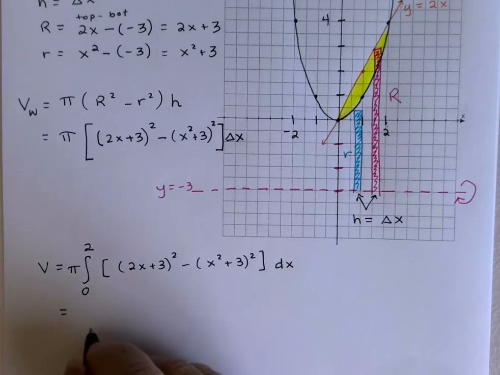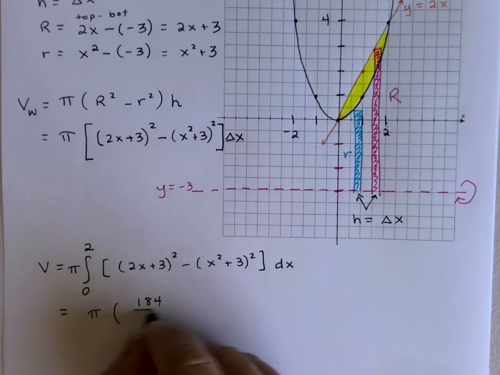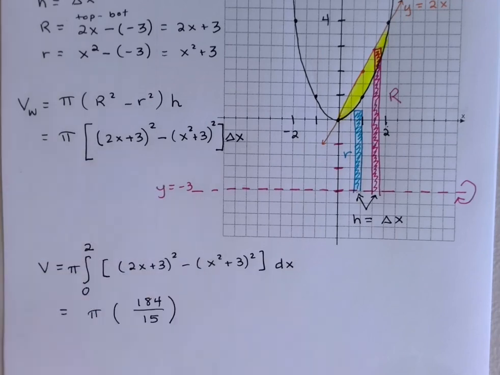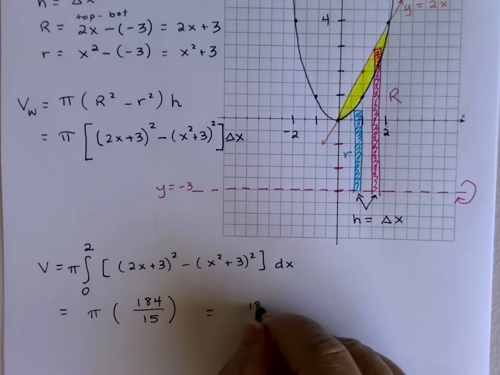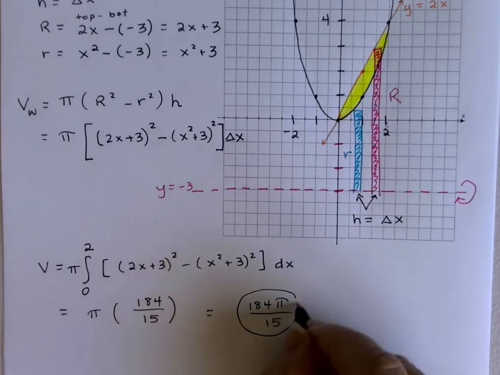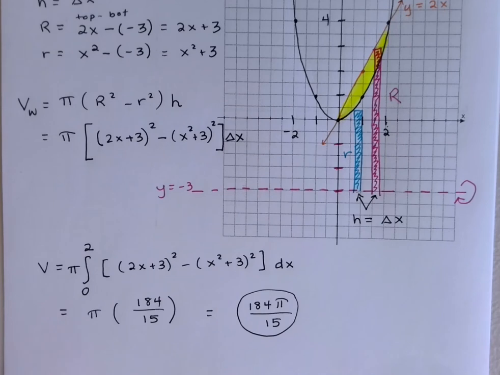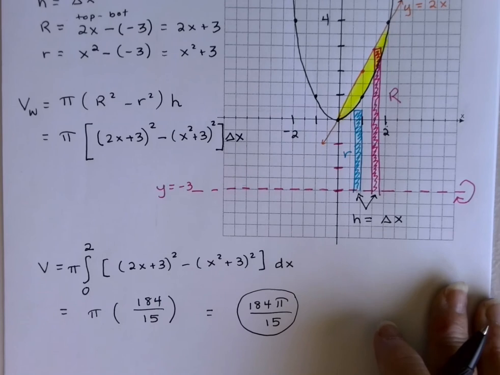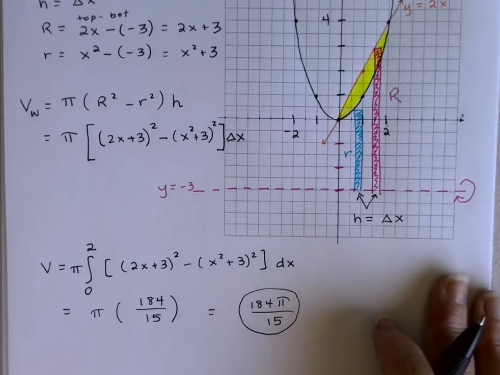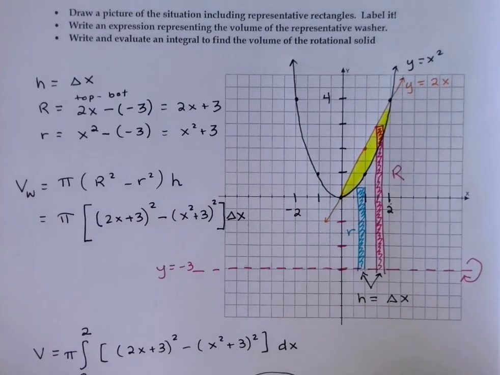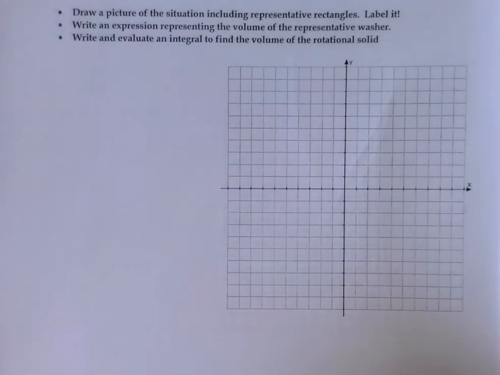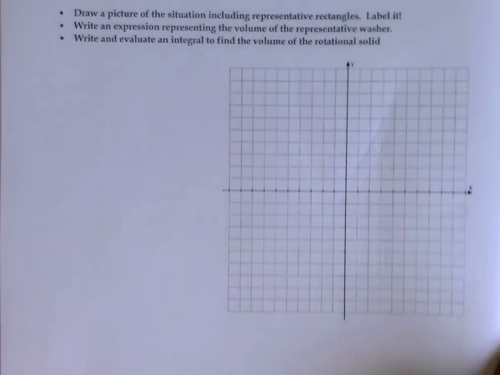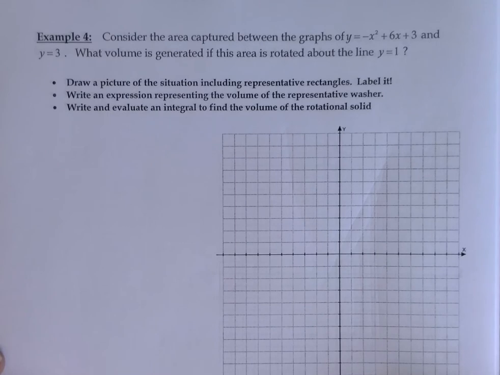When I did this one on the calculator, I ended up with 184 over 15. And then, of course, I end up multiplying it by pi. So 184 pi over 15. All right, we're finally done with that shape, but I just wanted you to see some of the different variations when we change the axis of rotation. We'll do a last few examples now with some different shapes.